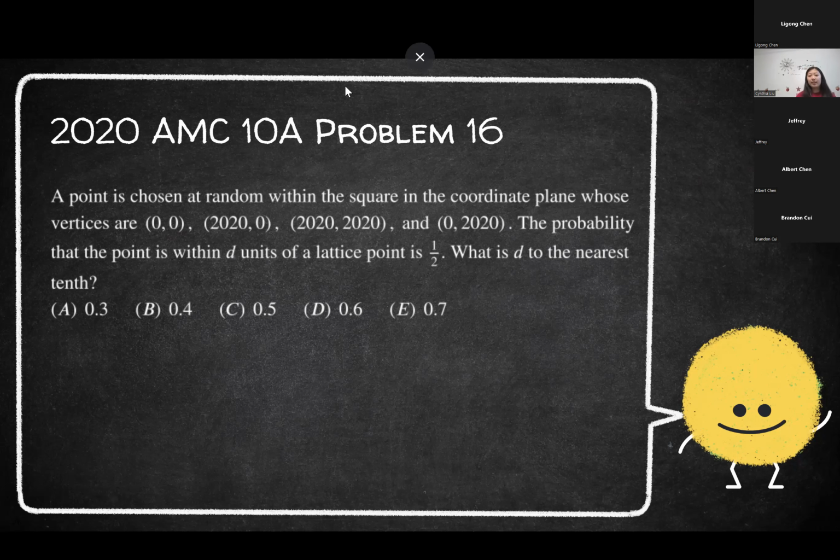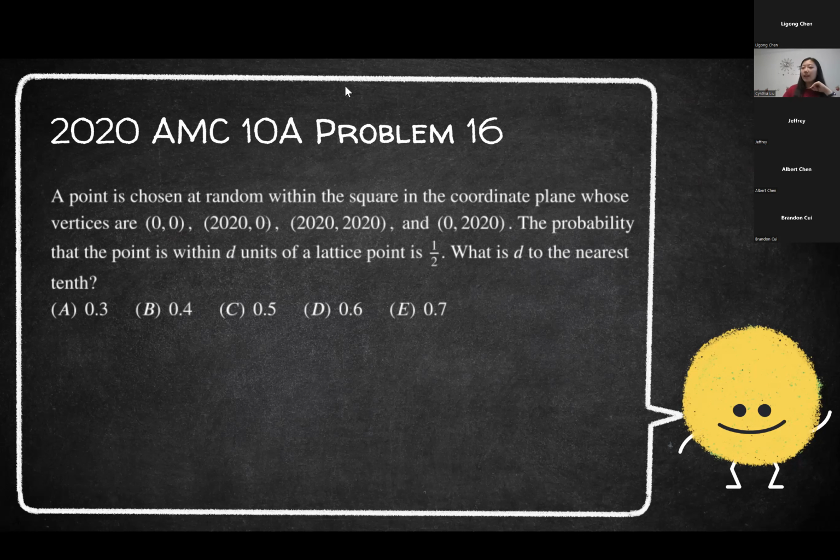Okay, I'll go ahead and explain this. And if you don't know the answer, you can always just send me what you're thinking. But so basically this problem is saying that a point is chosen at random within the square in the coordinate plane whose vertices are (0, 0), (2020, 0), (2020, 2020), and (0, 2020). So basically it's just a square with those points. And then it's saying that the probability that the point is within d units of a lattice point is 1/2. So what is d to the nearest 10th? So again, the lattice points come into play.